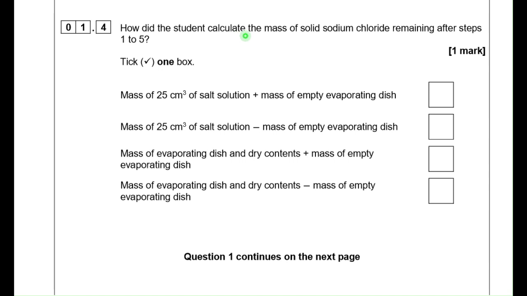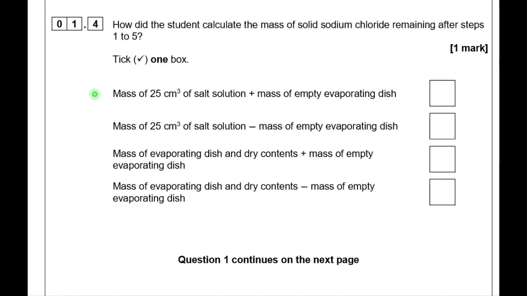1.4. How did the student calculate the mass of solid sodium chloride remaining after steps 1 to 5? Tick 1 box for 1 mark. So let's look at the 4 choices. Number 1, the mass of 25 cm³ of salt solution plus the mass of empty evaporating dish. Number 2, mass of 25 cm³ salt solution minus mass of empty dish. Number 3, mass of evaporating dish and dry contents plus mass of empty dish. And the 4th one, mass of evaporating dish and dry contents minus mass of empty dish.